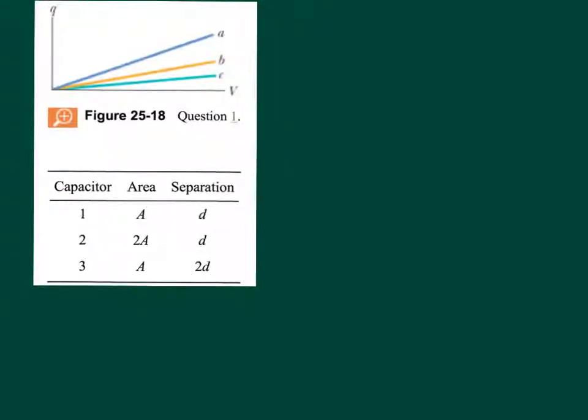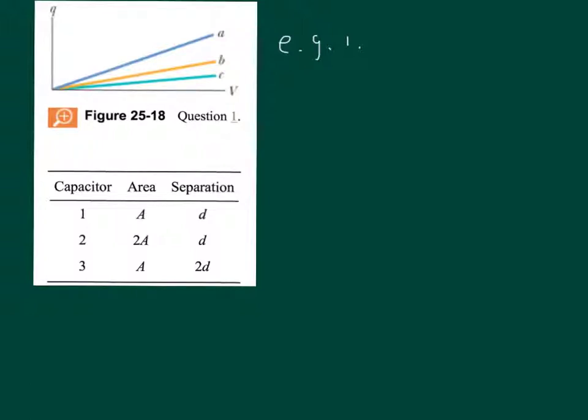Alright, exempli gratia, number 1. This question, alright, first let's look at the graph. The graph is an electrical charge and electrical potential graph. As you can see, there are three capacitors, and the area of each capacitor and the separation is shown in the table. It's asking for identifying which one is A, which one is B, and which one is C.